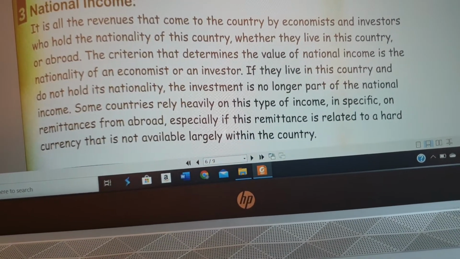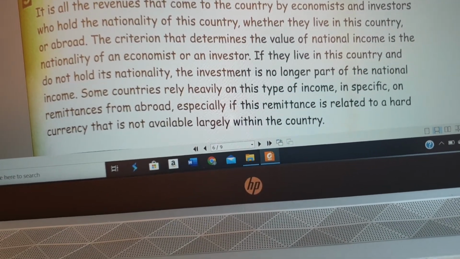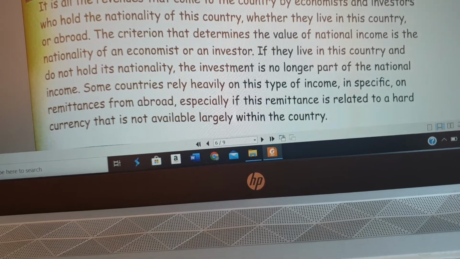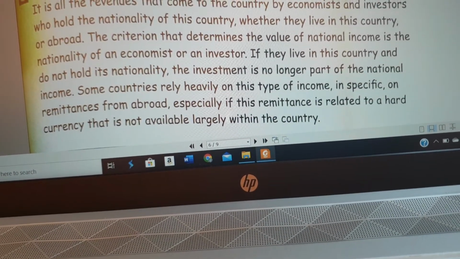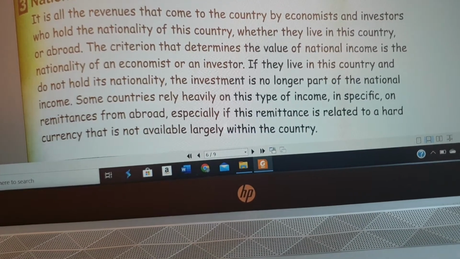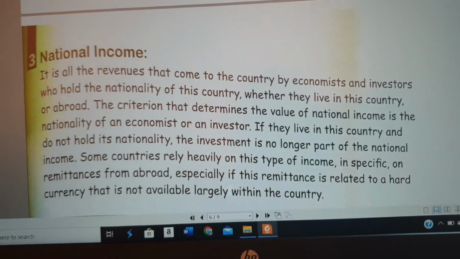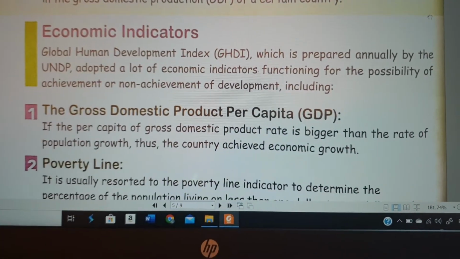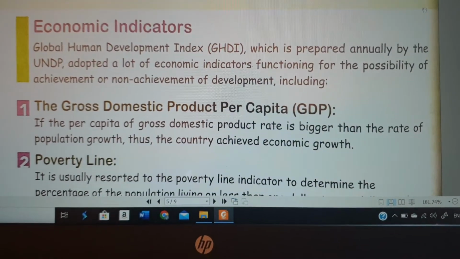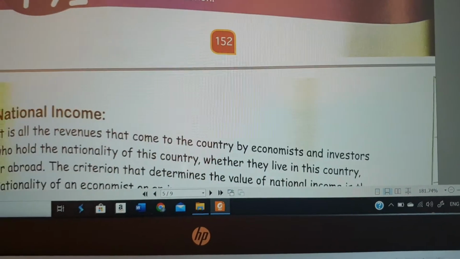Some countries rely heavily on this type of income in particular, or on remittances from abroad, especially if these remittances are in a hard currency that is largely available within that country. Okay, my friend, so this is the third. Don't forget the economic indicators. Again, we have the gross domestic product, the poverty line, and number three, the national income.